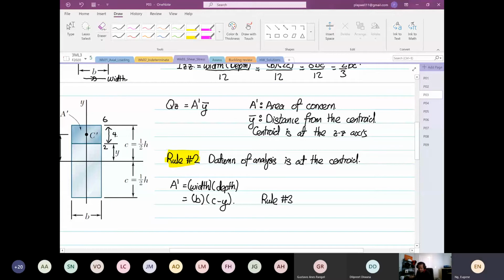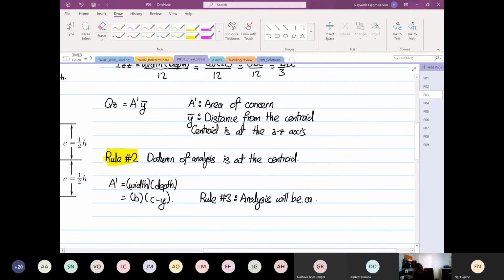Okay, that's set rule number 3. So rule number 3 states that the analysis will be carried out when the Y variable is at its maximum.